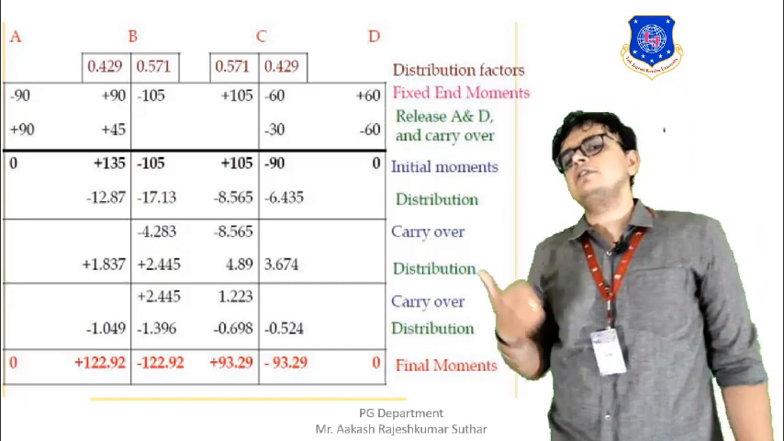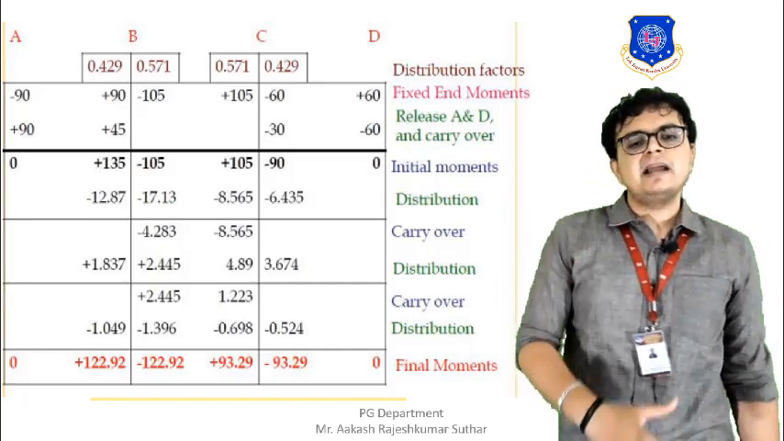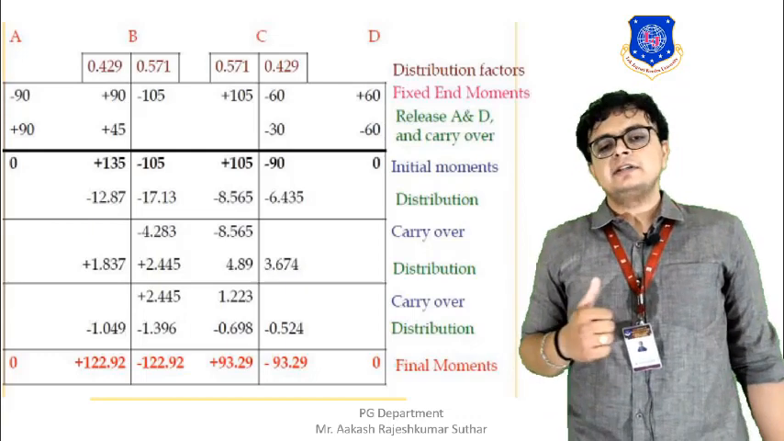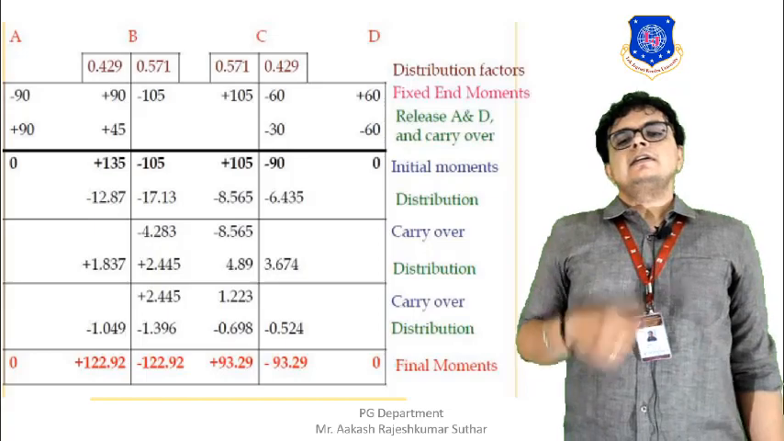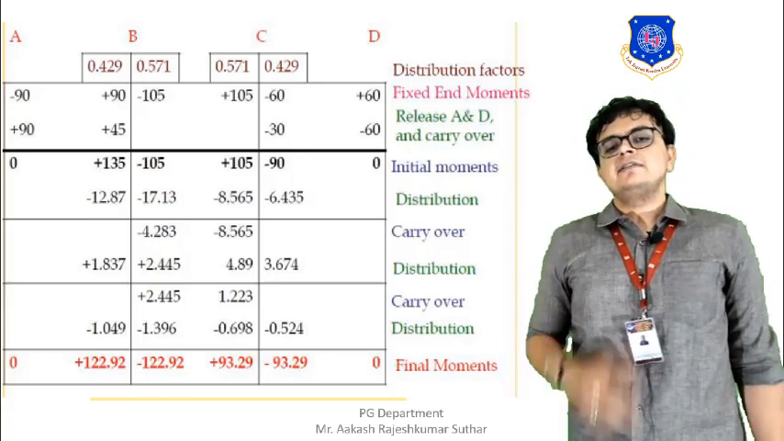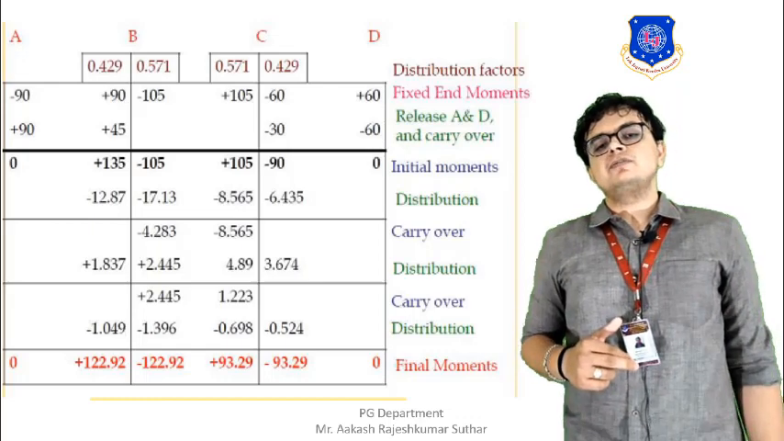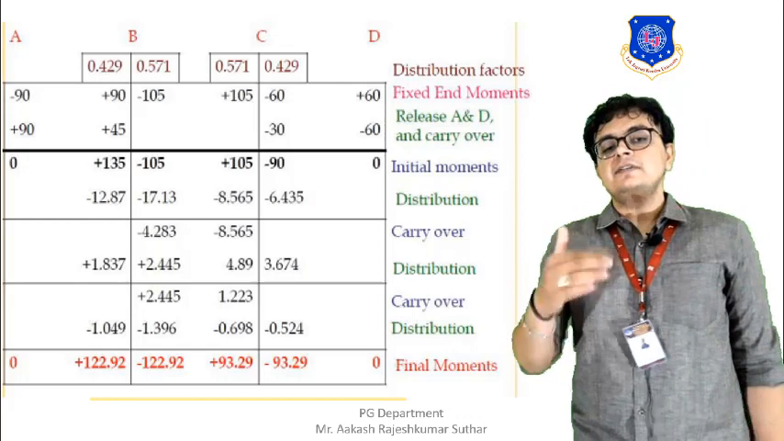Similarly for the CD joint also, the difference that we are getting is 50, and we have to multiply it with 0.429. So finally the distributed moment that we are getting is 6.434, but when actually we are putting it, we are having the minus 6.435. Okay, so these are all the distributed moments that we have got.